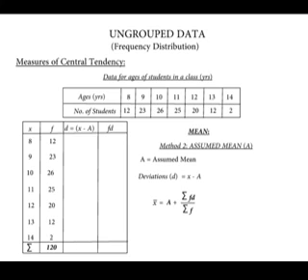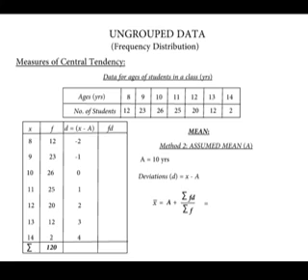Let's have an assumed mean of 10. We now calculate d. 8 minus 10 is minus 2. 9 minus 10 is minus 1. 10 minus 10 is 0. 11 minus 10 is 1. 12 minus 10 is 2. 13 minus 10 is 3. And 14 minus 10 is 4.